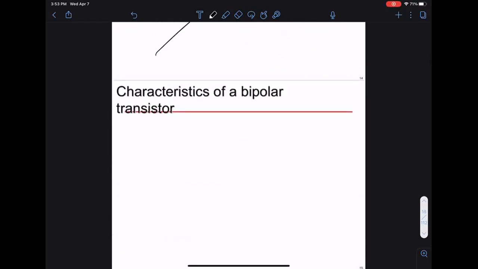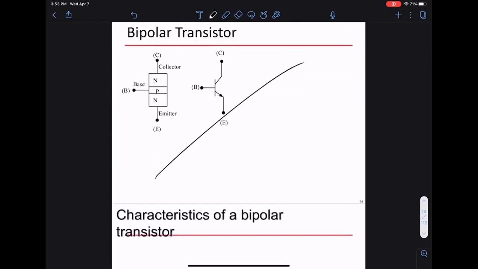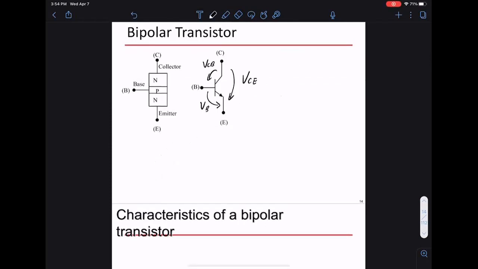What we want to look at are all these voltage drops here. I have VCB, VCE, VBE, and I have some current coming into the base. B stands for base, C for collector, E is the emitter. I have some current coming through the base, and we want to see how the current relates to the voltage.